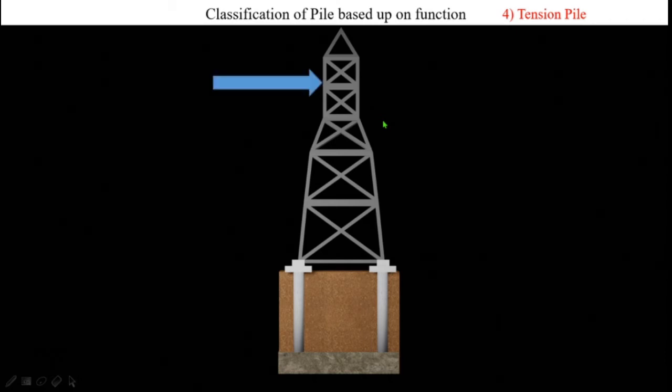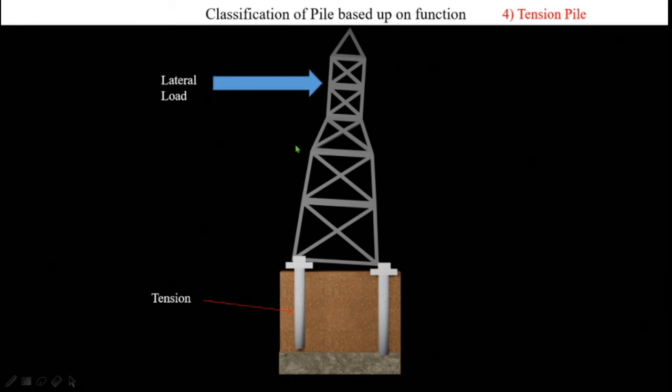Now what happens is, if a lateral load is applied in this direction to the transmission tower, you can guess what will happen. The tower will bend like this. When it is bending like this, the pile that you see over here is getting lifted up. When it is getting lifted up, a tension is developed between the piles. These type of piles are called as a tension pile.